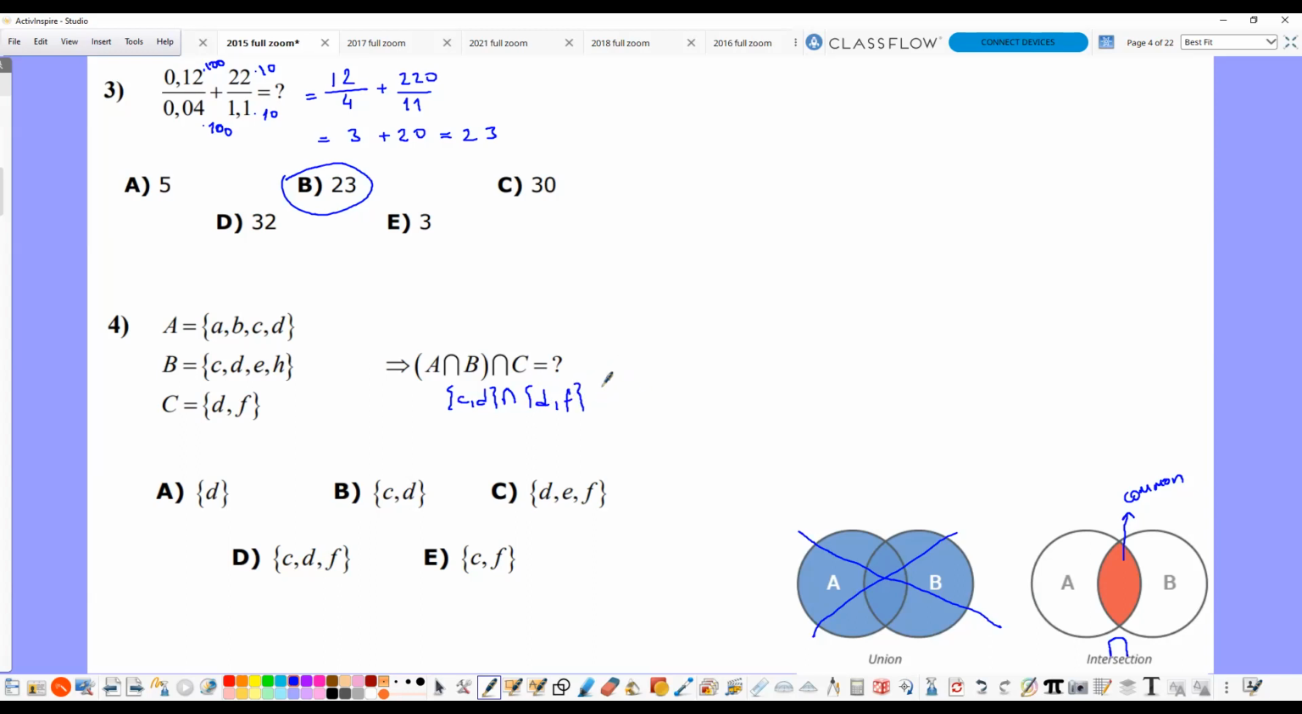Okay, till this part, everything was okay. Here, C and D, D and F, which is common? D is common, so the answer is going to be equal to D, which is A. Okay. You mean answer A? Yes, it is A.